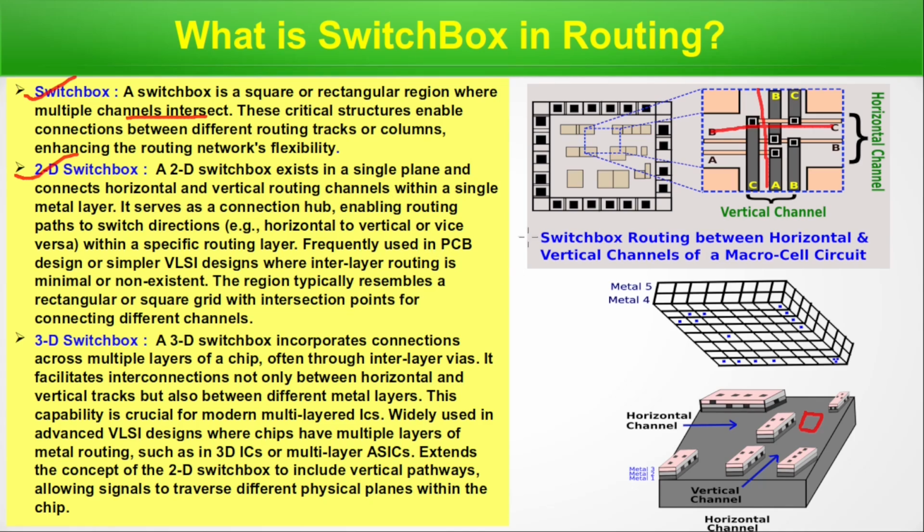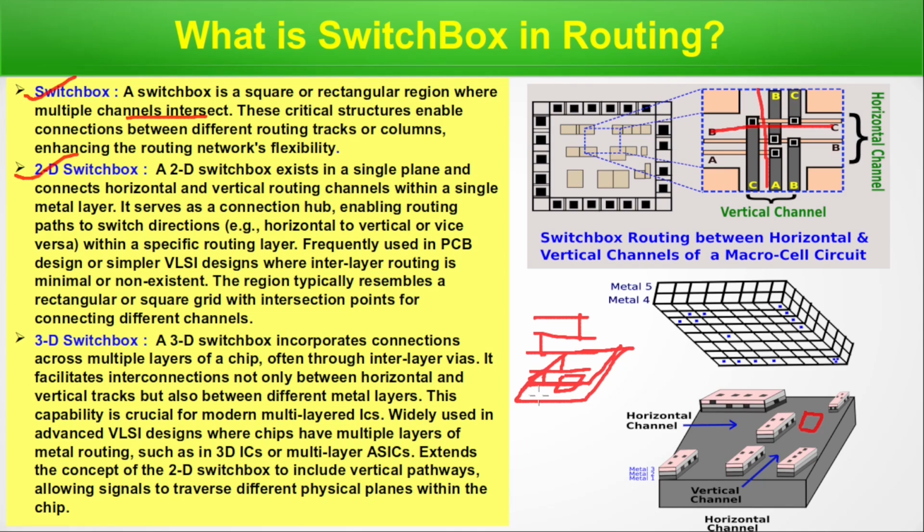It serves as a connection hub in a single metal layer, because in a chip, if that is the cross section vertically, multiple layers of metals are there and vias are vertically connected, connecting one layer to another, like that only. I don't know whether you can understand my drawing. This way. These vias are vertical on any horizontal plane, and a 2D switchbox exists on one single plane and connects horizontal and vertical routing channels within that single metal layer. It serves as a connection hub, enabling routing.